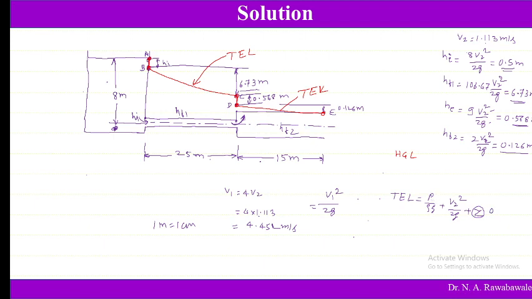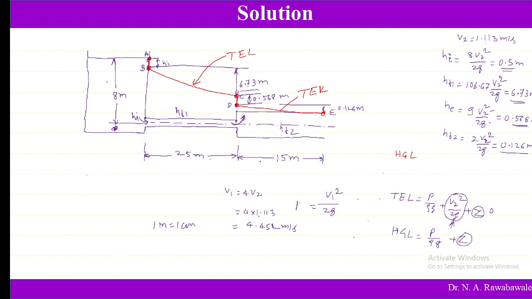So now this pressure energy plus kinetic energy is the total energy line. If we subtract this kinetic energy from the total energy line, the hydraulic gradient line is nothing but the sum of pressure energy and datum energy. The datum energy is 0. So if we subtract the kinetic energy from the total energy line, we get the hydraulic gradient line.